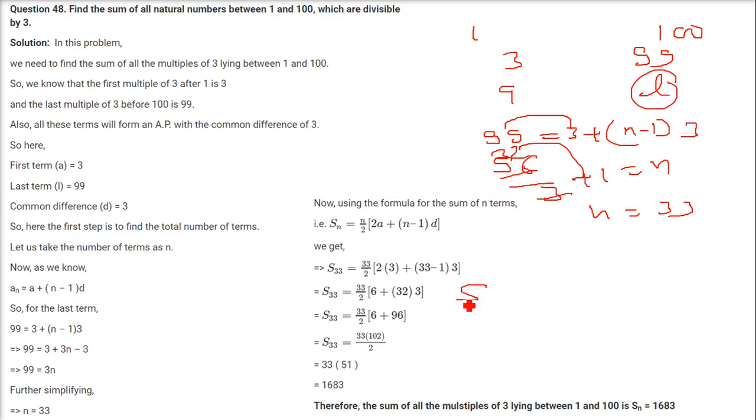So the sum of 33 terms will be n by 2, 2a, which is 2 into this 3, you have to use this, okay? 2a plus 33 minus 1, that is 32, into d. What is d? 3. So you have to solve this, you get 1683.